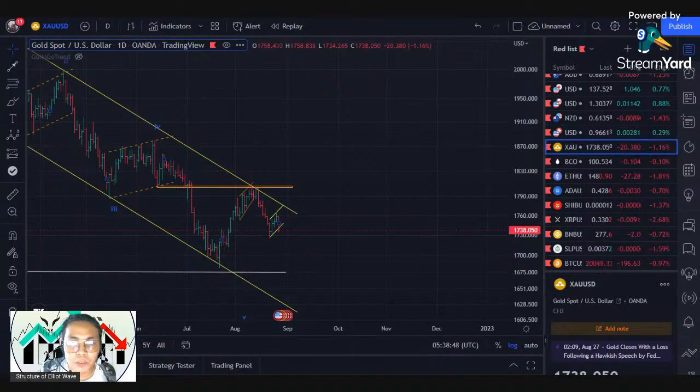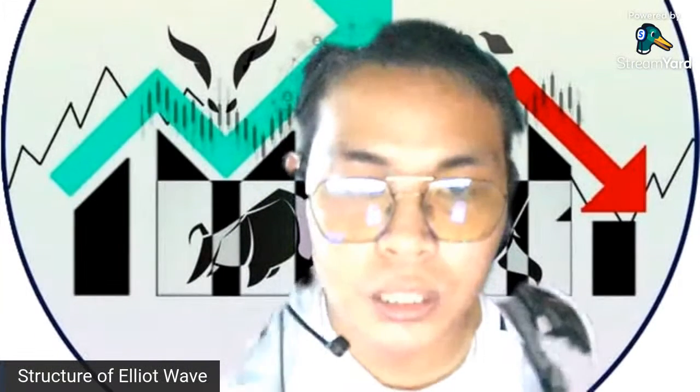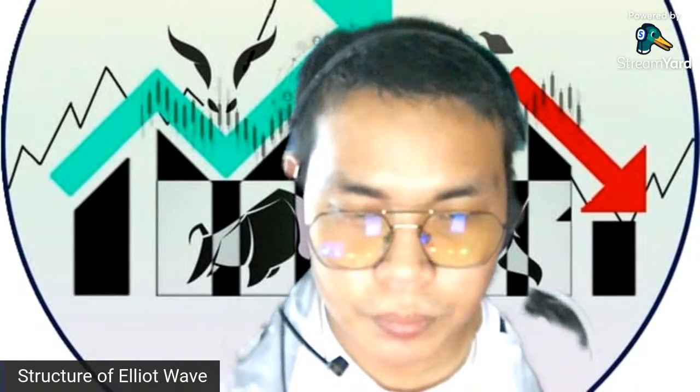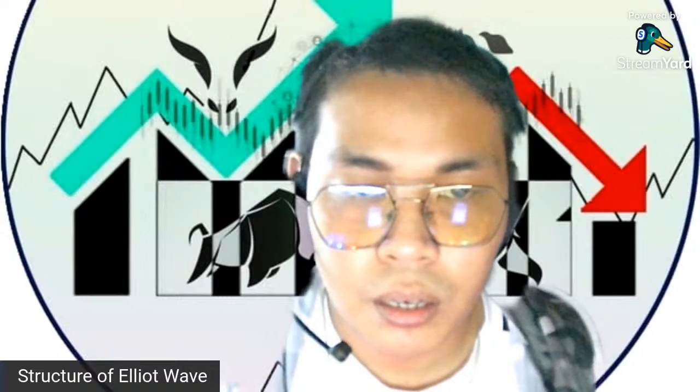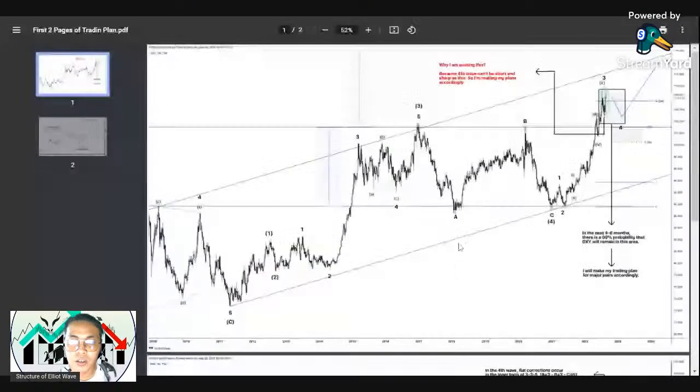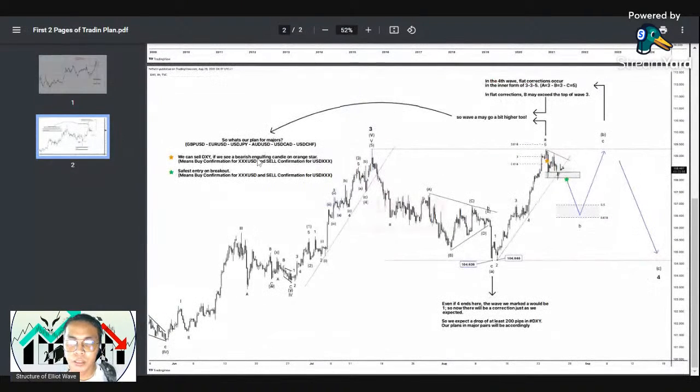Okay, so I'm going to show you some examples of planning. From the first, this is the planning of the DXY here. So I have a plan. It looks more complicated than the structuring because we are now in the market.